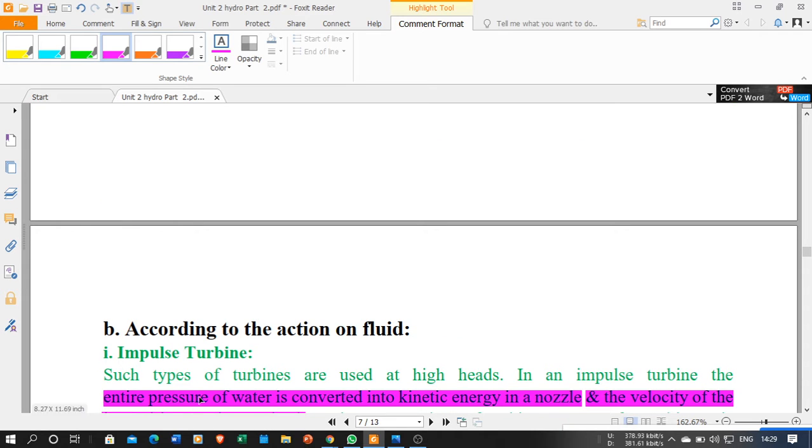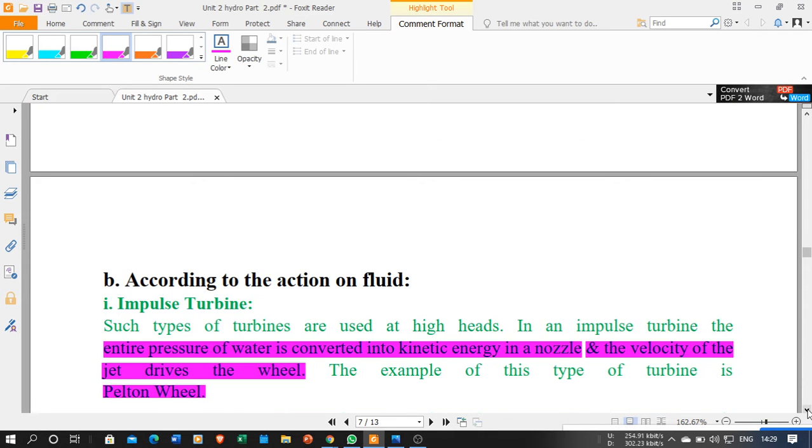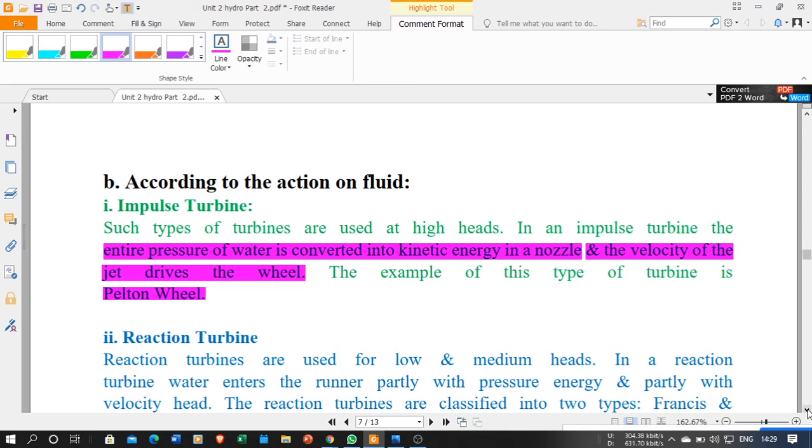So basically such types of turbines are used at high head. Then for this you need a lot of pressure, because of that much kinetic energy. So normally when the head is more, when the water is situated at a certain height, then only can I use the Pelton wheel turbine. Otherwise I have to go for a Francis turbine or Kaplan turbine.